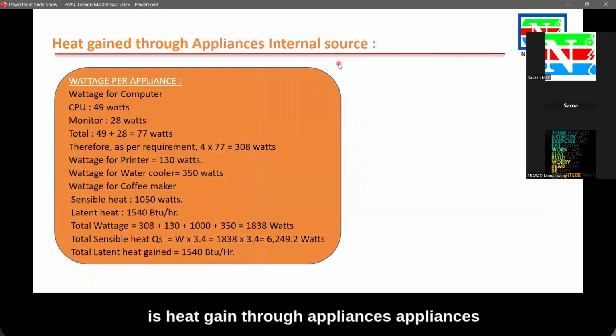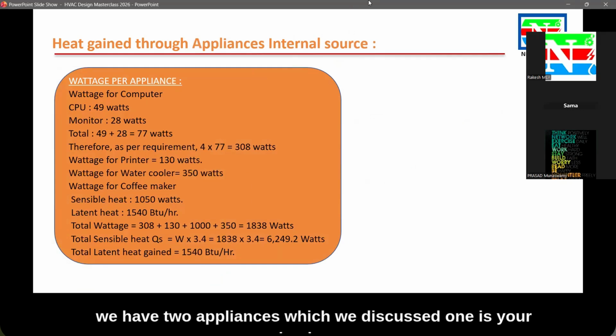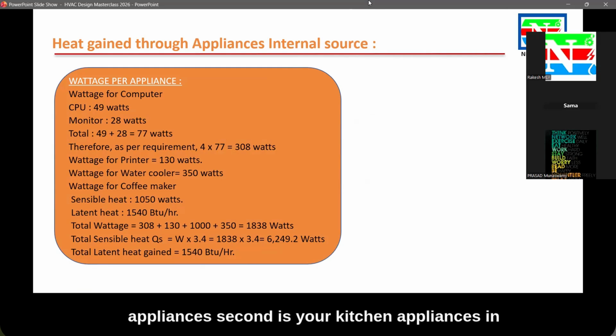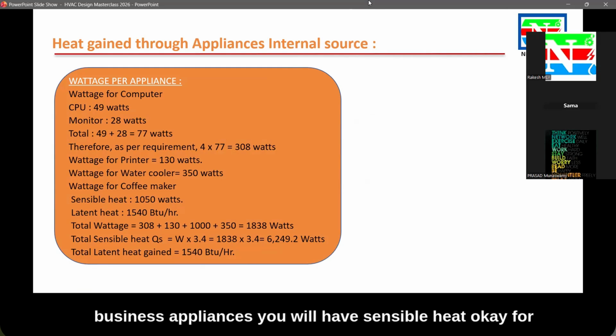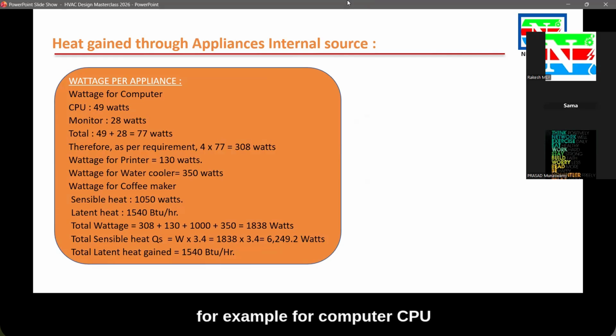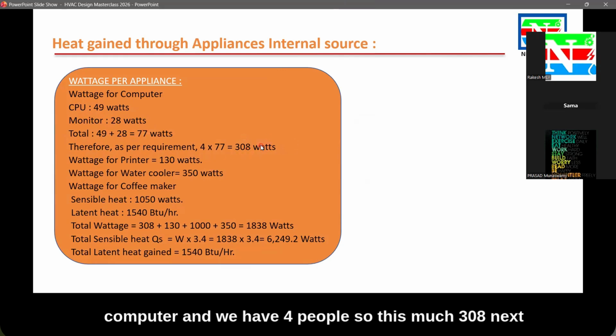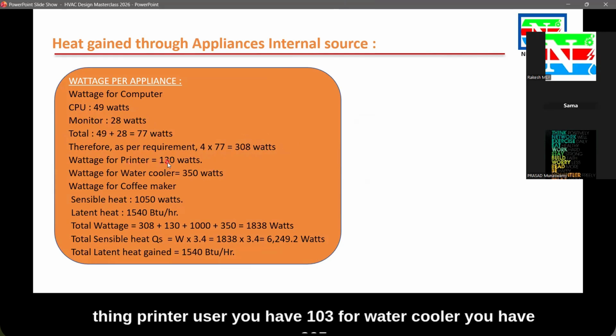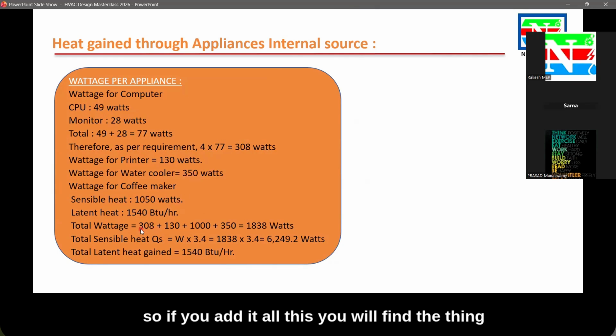Next is heat gain through appliances. We have two kinds of appliances which we discussed. One is business appliances. Second is kitchen appliances. In business appliances, you will have sensible heat. For kitchen appliances, you will have latent heat. For example, for a computer, CPU will be there, monitor will be there. CPU plus monitor is 77 per computer, and we have 4 people, so this much, 308. Next, for the printer you have 103. For the water cooler you have 305. If you add all this, you'll find the total.